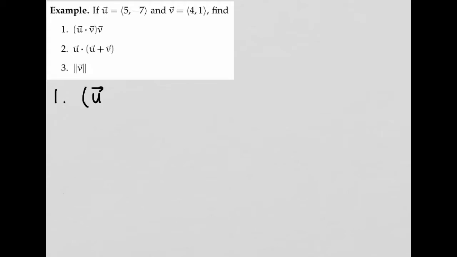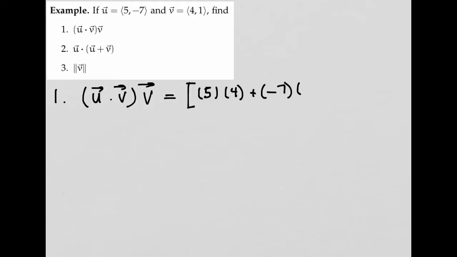u dot v times the vector v, that's equal to 5 times 4 plus minus 7 times 1, times the vector v, which has components 4, 1. Recall that the dot product is a number, so we're thinking of the vector u dot v as a scalar times the vector v.